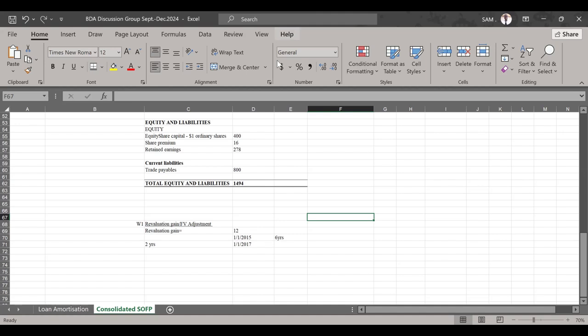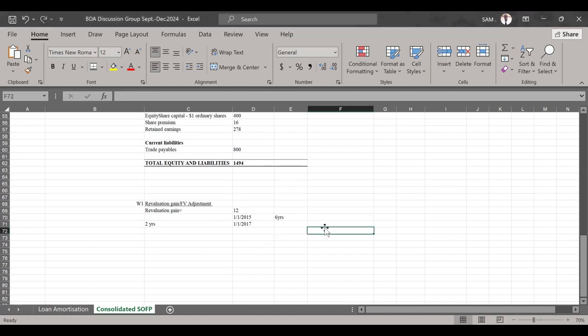All right. So 2 years has elapsed. Now, what is the formula of getting depreciation on revaluation or depreciation on fair value adjustment? What is the formula?